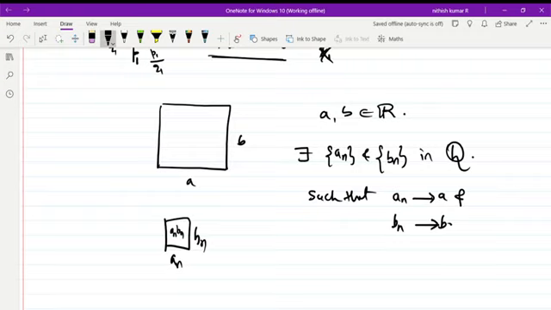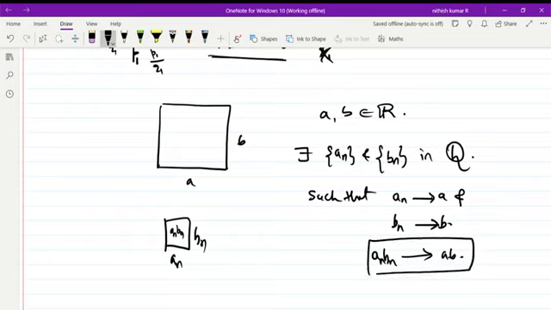We know that if a sequence a_n converges to a and b_n converges to b, then the sequence a_n b_n will converge to a into b. This will give that the rectangle with sides a, b belongs to R, which implies its area is a into b.